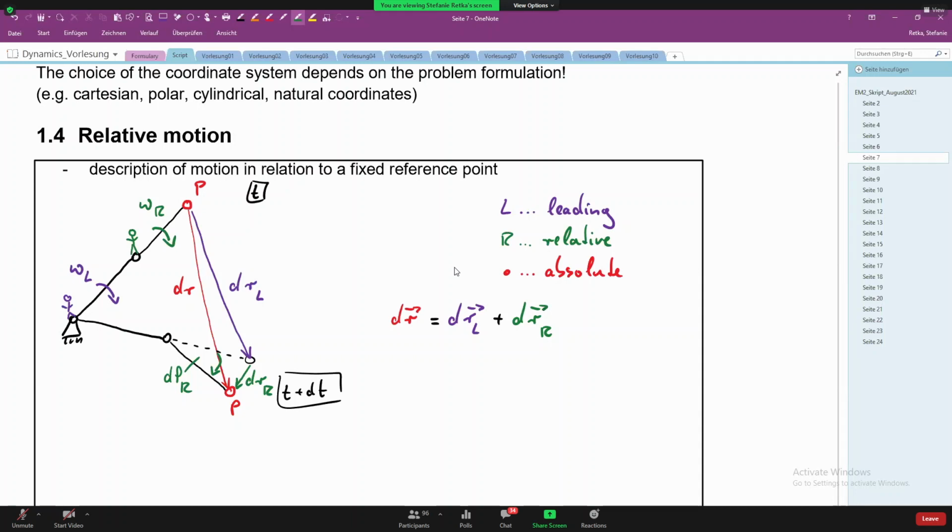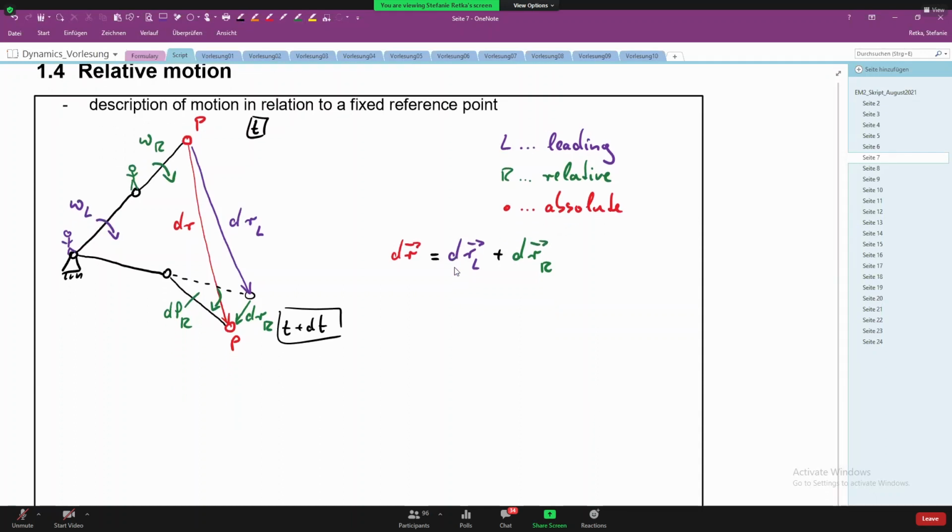This equation is true for position, velocity, and acceleration. I will state below the same equation. Now I will not use the colors, but the indices, of course, and then you know what colors are referred to. For the velocity, it's again leading motion plus relative motion, and then we obtain the absolute velocity.